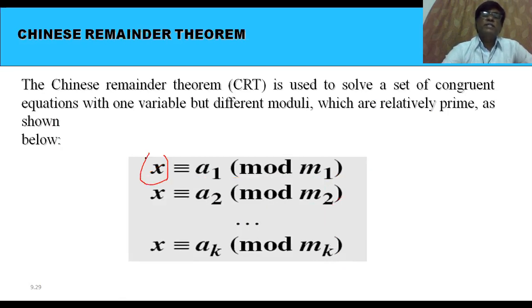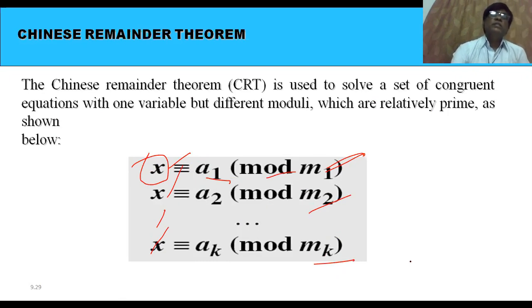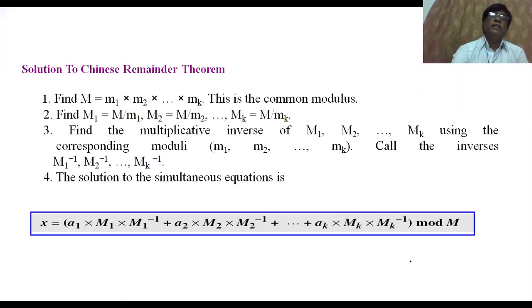how do we find the x value? Here all are x, but here a1 mod m1, the modulo divisor is m1, here the modulo divisor is m2, here the modulo divisor is mk. So how to find the x value? This is the Chinese remainder theorem, CRT. To calculate this, there are 4 steps. First, calculate the capital M value, which is m1 into m2 into multiply all the modulo divisors. That is the M value.